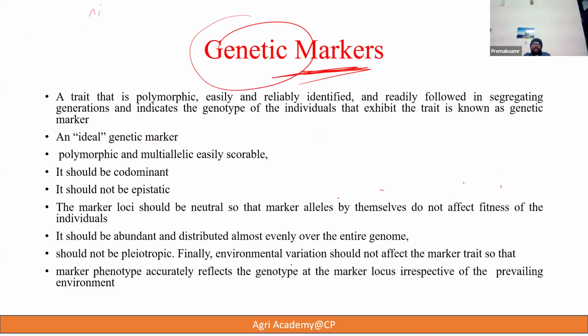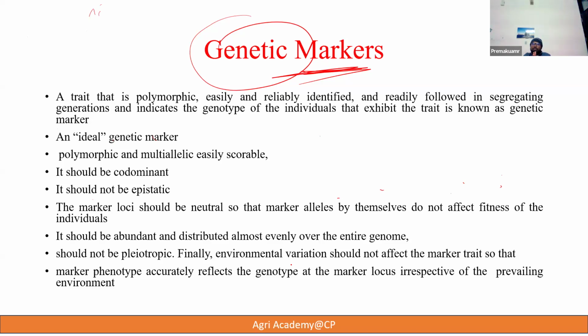For example, the particular trait is epistatic with another trait. Then how can you identify it? How can you use it as a marker? I told you a marker should be linked with your desirable trait. But if the marker is also epistatic with another trait which is not useful for you, it simply confuses your selection process. That's why your marker should not be epistatic. I am not going into detail because I already explained what epistasis is.